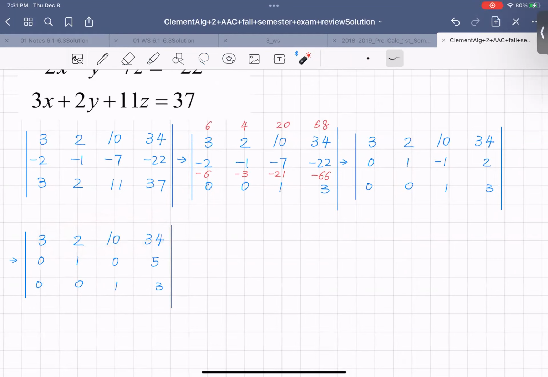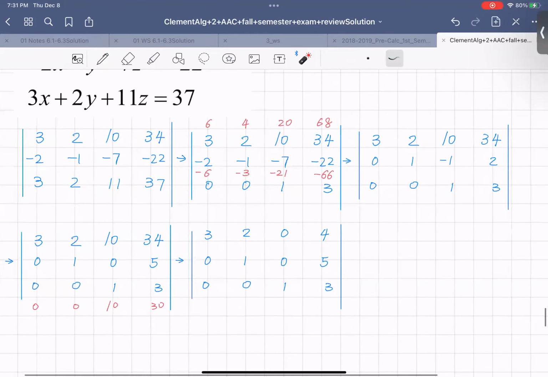So we want to change this guy to be 0, right? Yes. So basically we can times the bottom by 10. So far, so good. Yes. And then copy, and then paste. And then this first row, 3 minus 0 is 3. 2 minus 0 is 2. 10 minus 10 is 0. 34 minus 30 is 4. Okay. So far, so good. Yes.